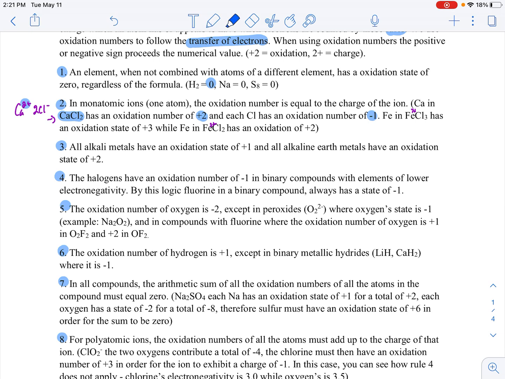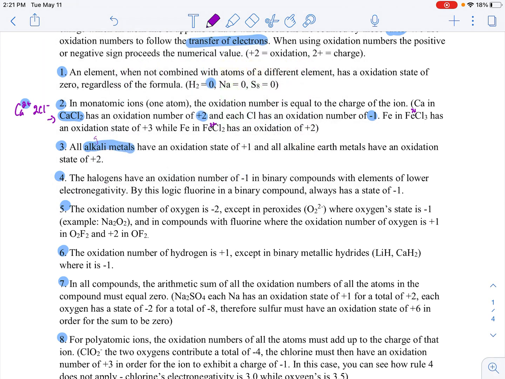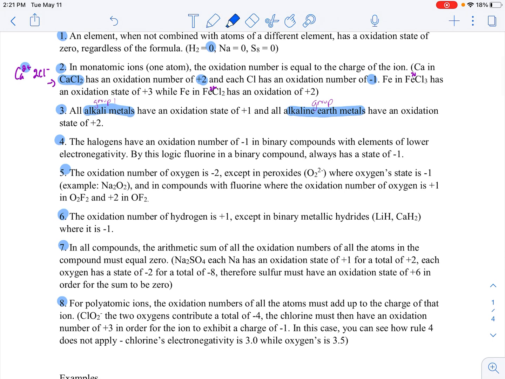All alkali metals, and if you remember, alkali metals are the things in group 1, have an oxidation state of +1. Alkaline earth metals, that'd be group 2, have an oxidation state of +2. Cool. The halogens have an oxidation number of -1 in binary compounds with elements of a lower electronegativity.